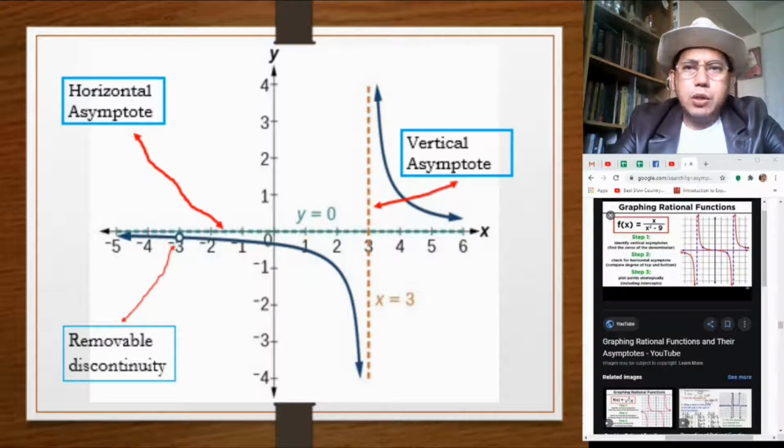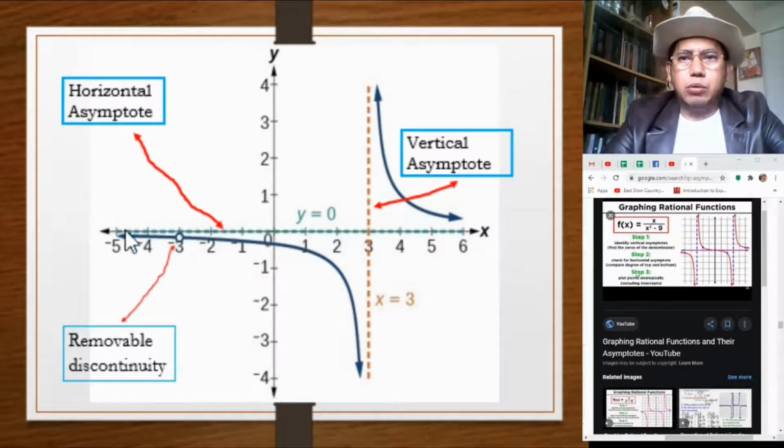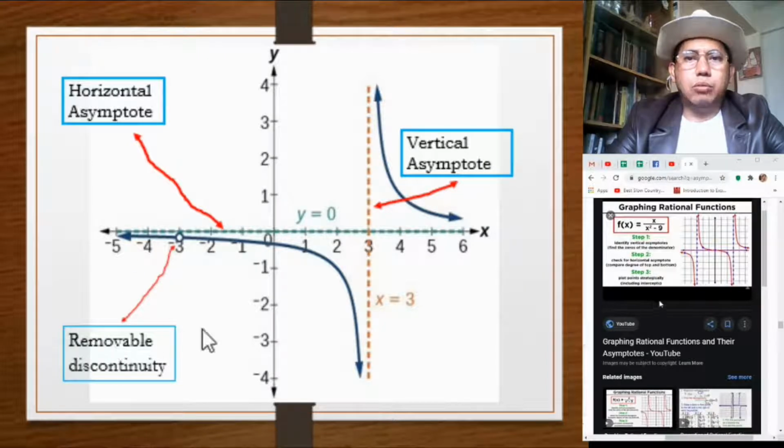So again, for our asymptotes, we have the horizontal asymptote, a broken line here. We have the vertical asymptote, this one. And of course, the hole in here, that is called our removable discontinuity.